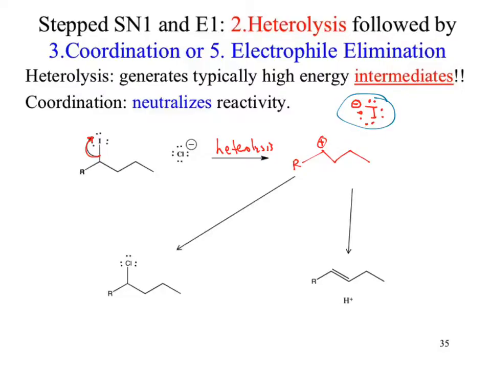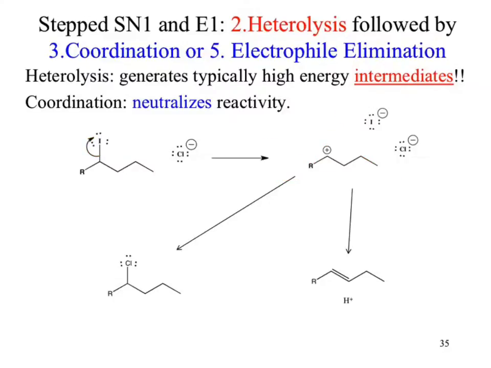The other structure is a high energy intermediate because no octet. Okay? So the heterolysis in our SN1 and our E1 will always generate a very high energy intermediate in the carbocation, okay? Which means I need to stabilize that structure for this reaction to be successful. If that step doesn't happen, I cannot complete to do the coordination or the electrophile elimination. I have to finish that first step. Okay?